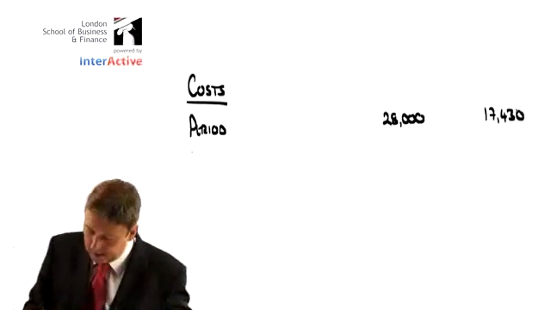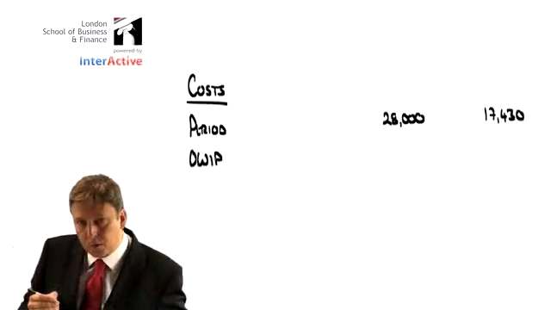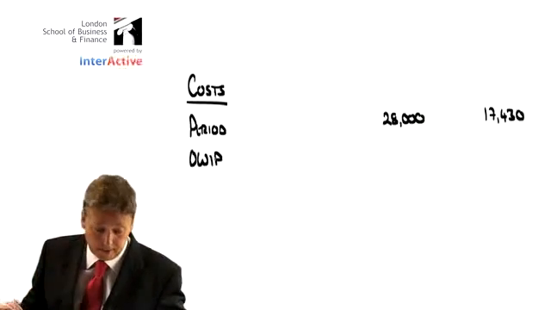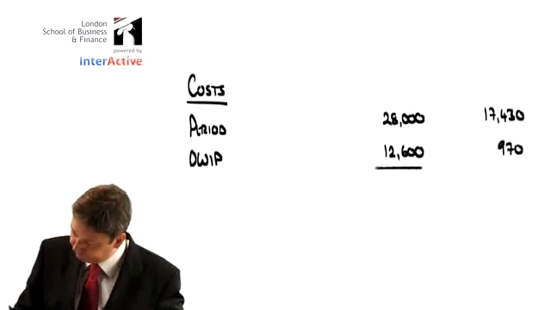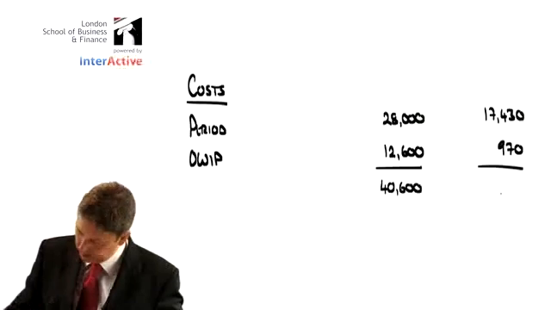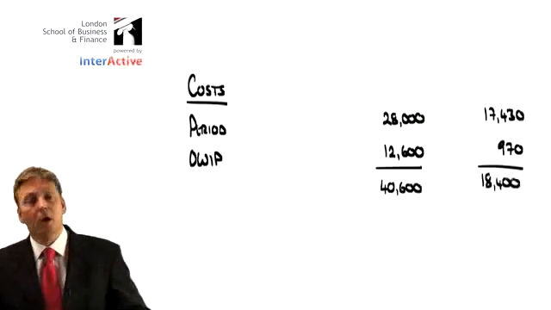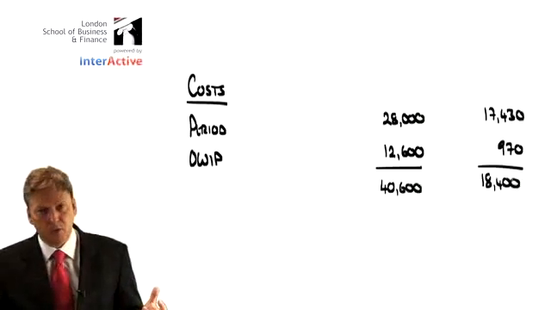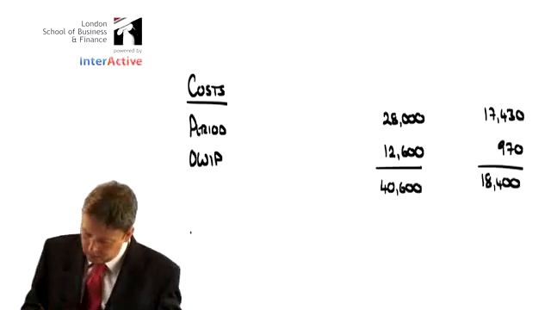If we then add in the OWIP valuation, the cost of the work done on the OWIP from the previous period, we add 12,600 and 970. We total to 40,600 and 18,400. We now have our costs. We now have our output in the form of equivalent units.